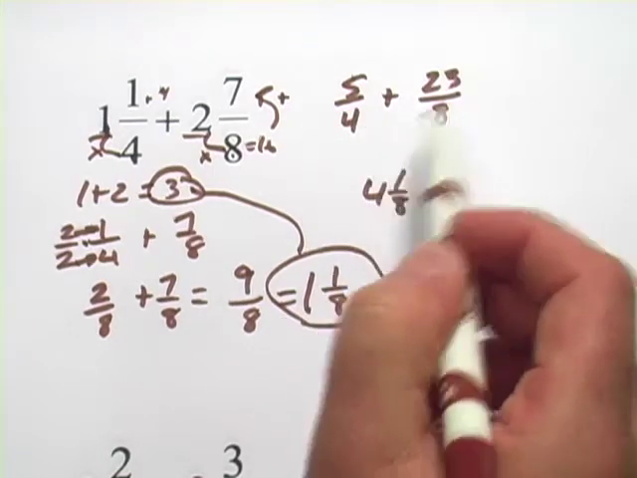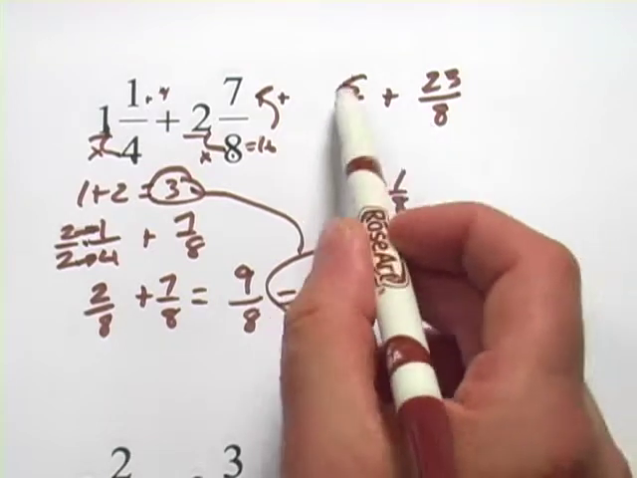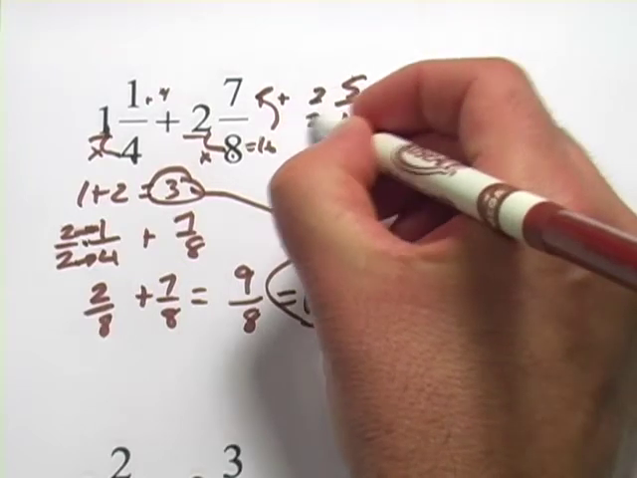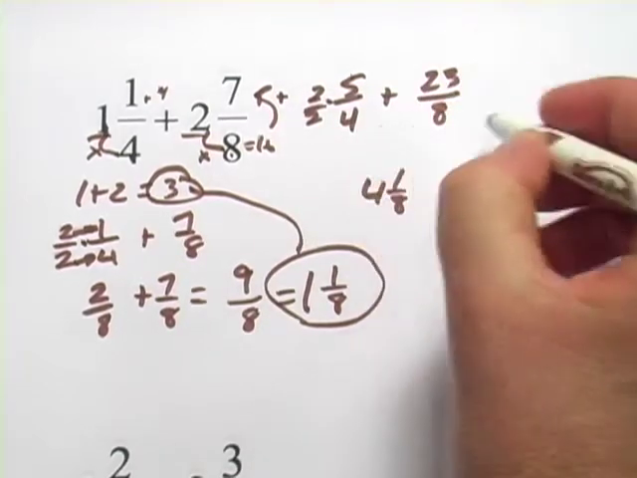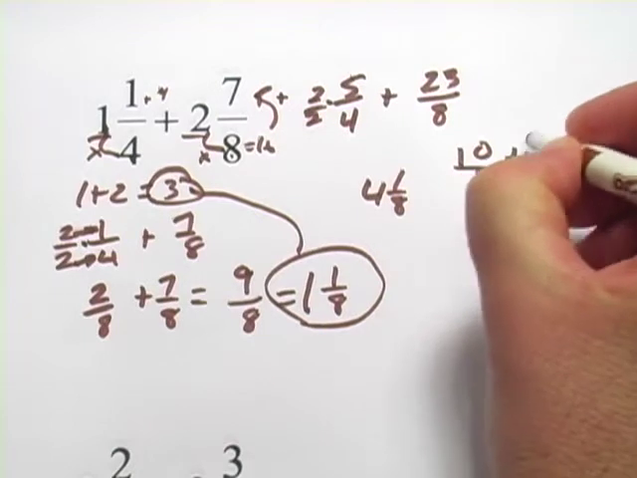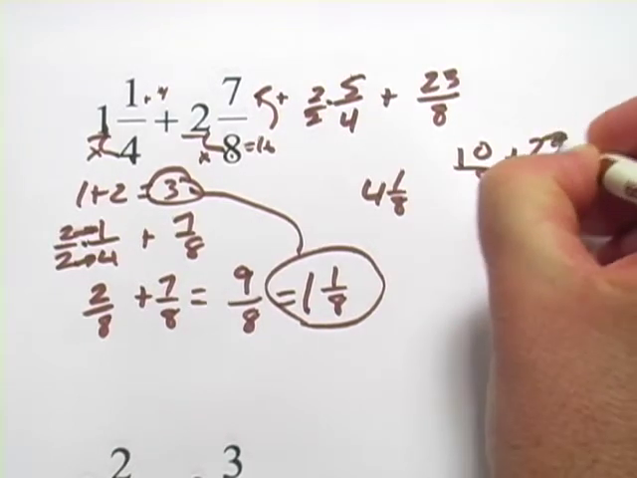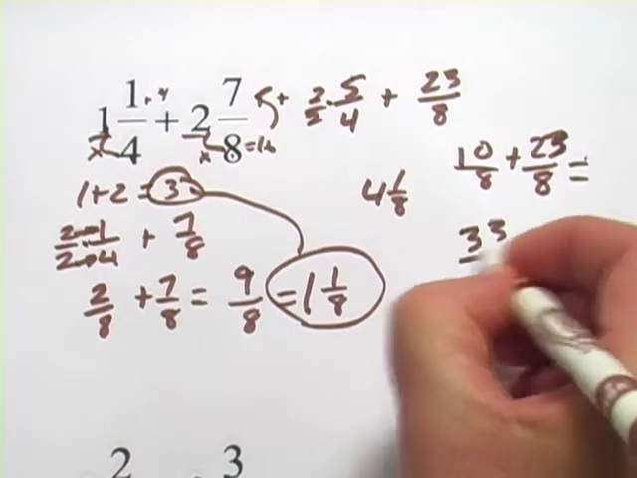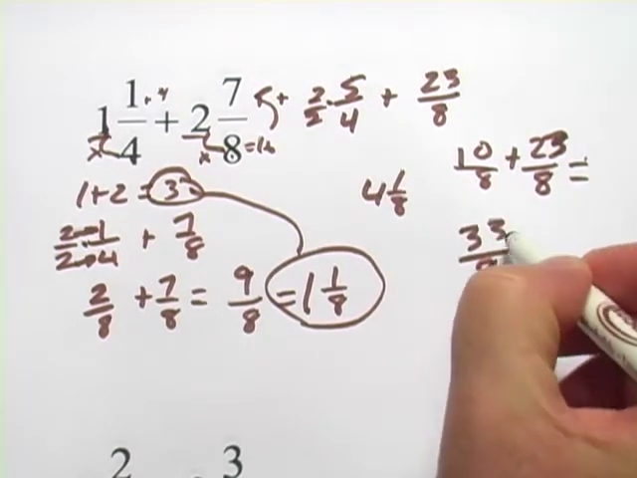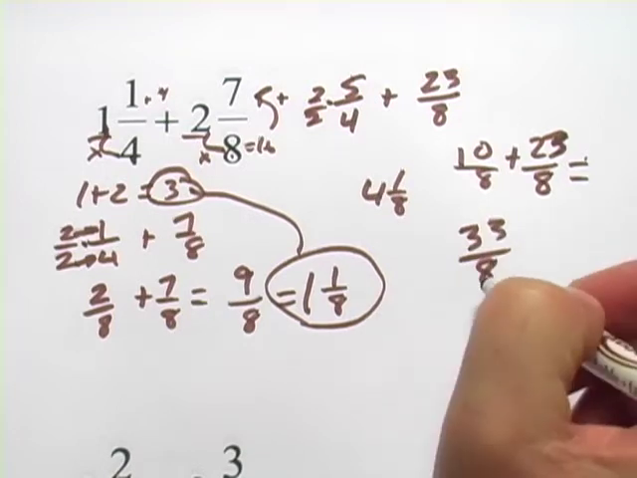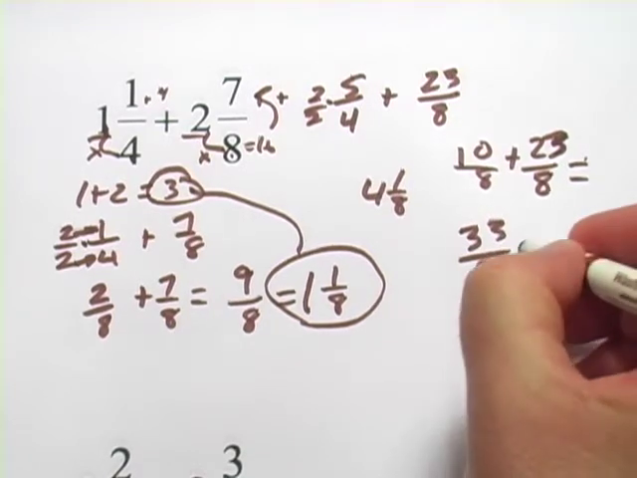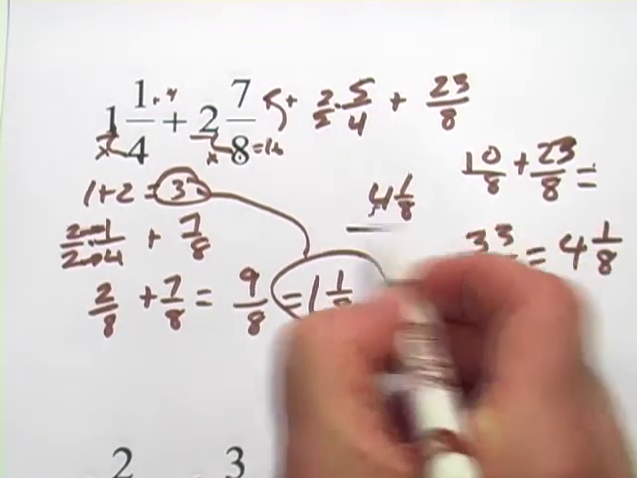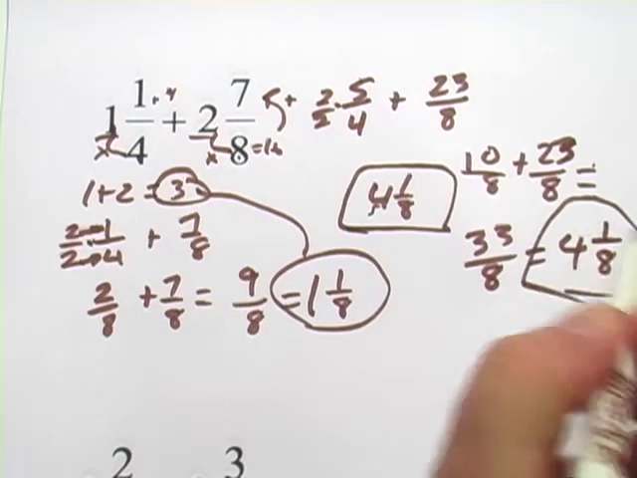And then I could go ahead and get common denominators here. I'm going to do the same thing that I did down here. I'm going to multiply by 2 over 2 on this side. And I get 10/8 plus 23/8. And that's for a total of 33/8. And then I ask myself, how many groups of 8 are in 33? Well, 4 times 8 is 32, so that would be 4 with 1/8 left over. And I get 4 and 1/8, which is exactly what I got the first time.